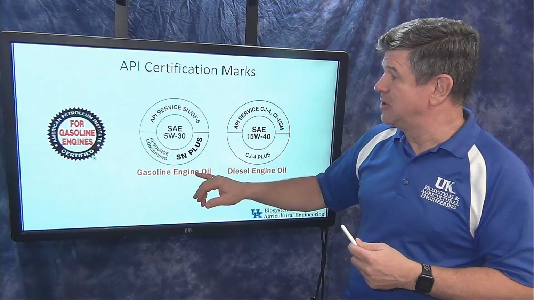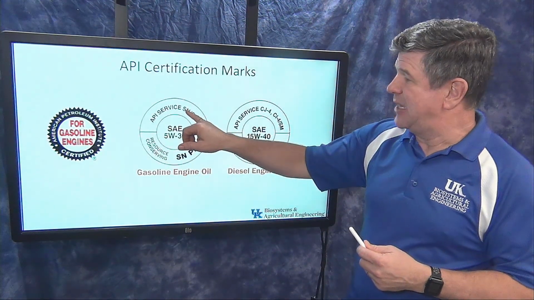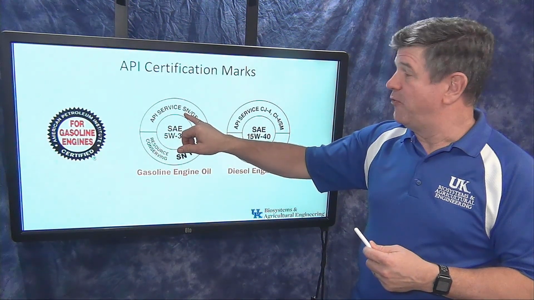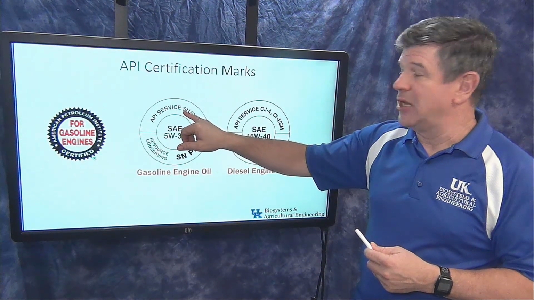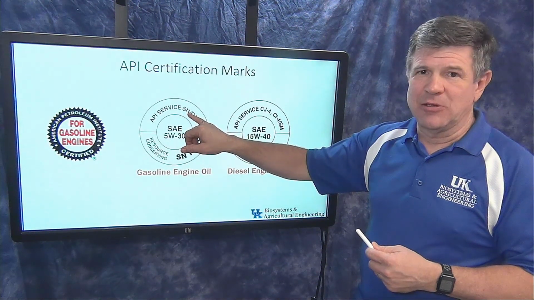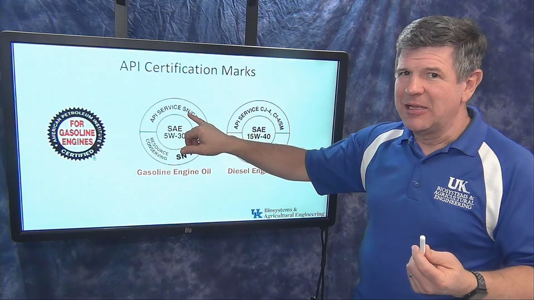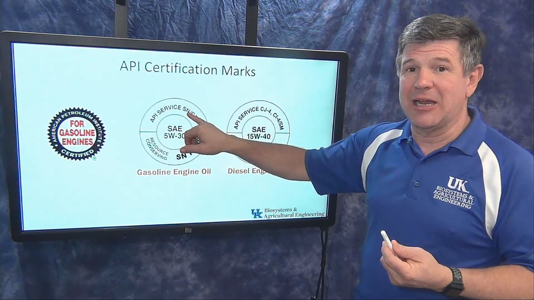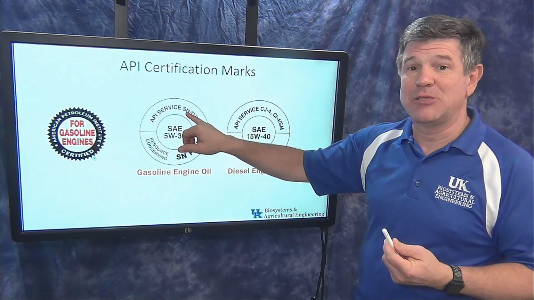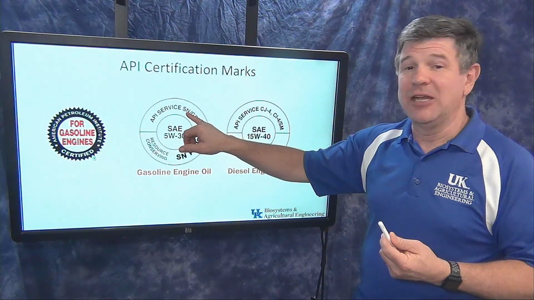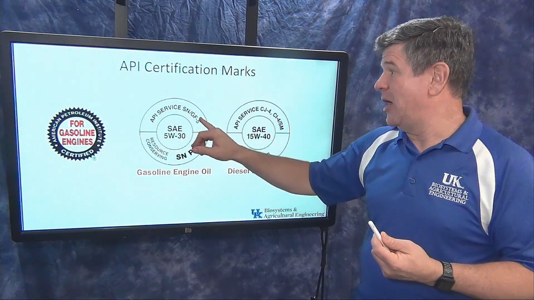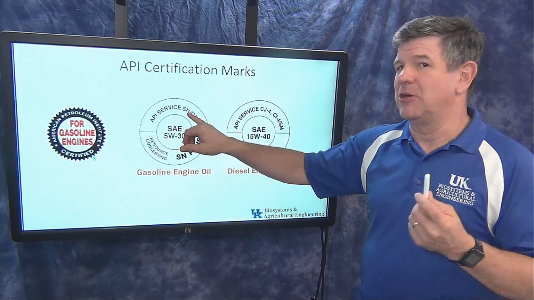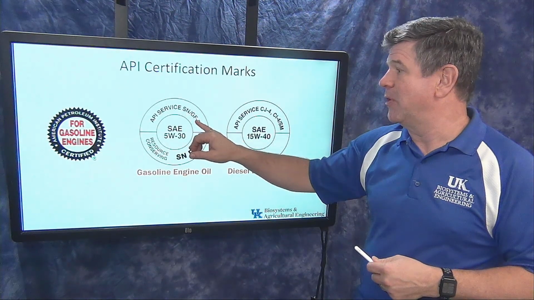For a gasoline engine, you're going to have this S up here for the spark ignition engine, and this is an SN. So if I had an engine that needed SP, SN is not going to cut it. I need to make sure I've got one that says SP on it. If I had an engine that needed SJ, well, J is way below N in the alphabet, so yeah, SN is going to be fine. That's going to work pretty good for me.